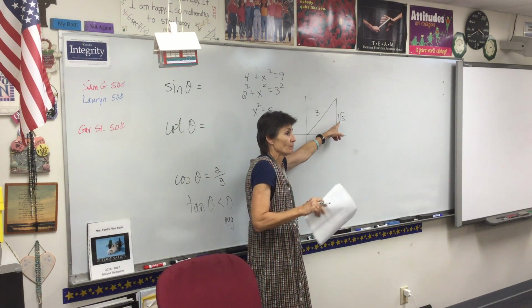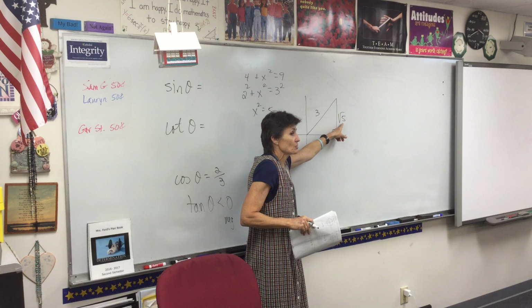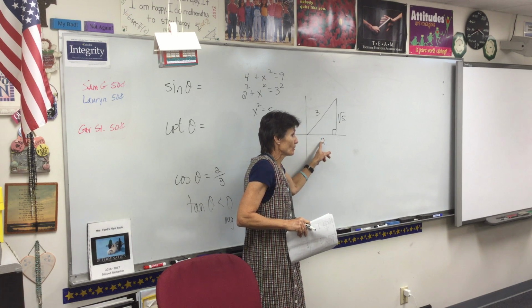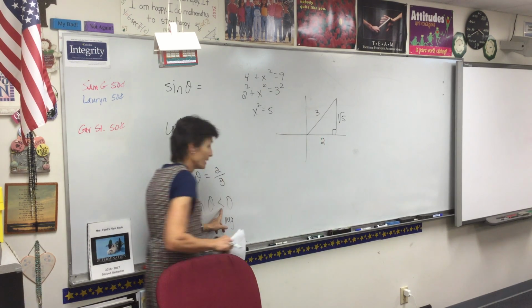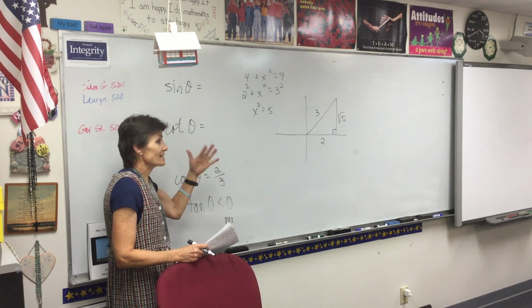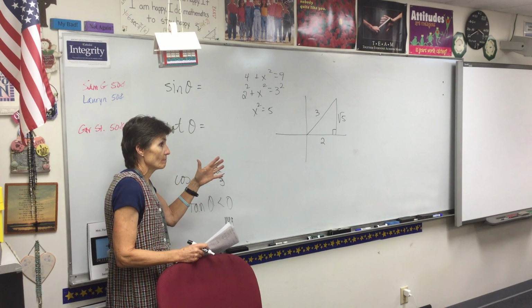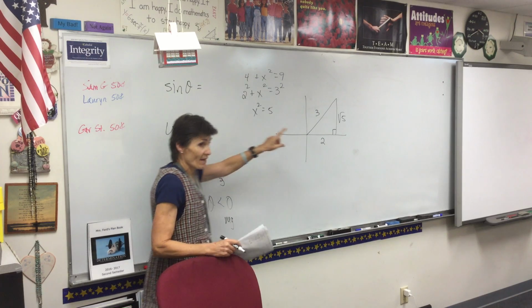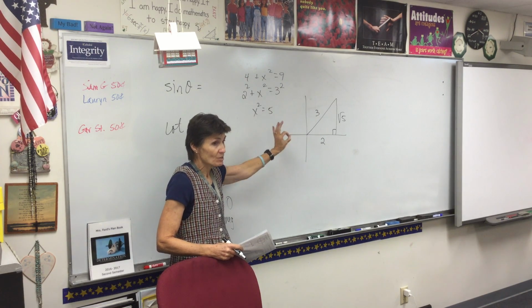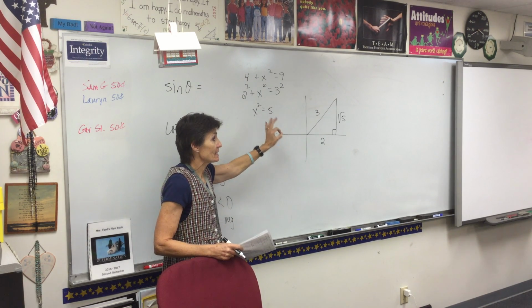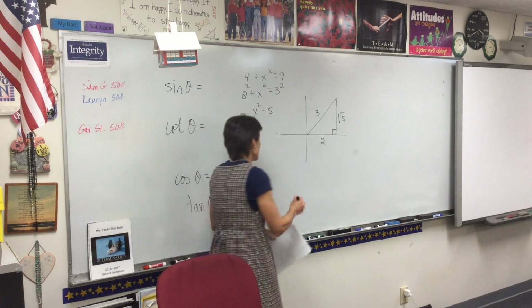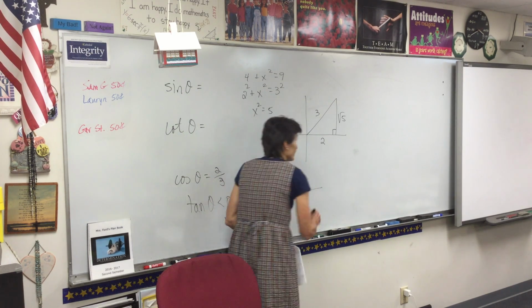I heard something really good back there. What would the tangent be? √5 over 2? Is that a negative number? No. So that's how I know I'm in the wrong spot. So I want that triangle. That is the right triangle, but I need it in a different quadrant. Can you tell me which quadrant?